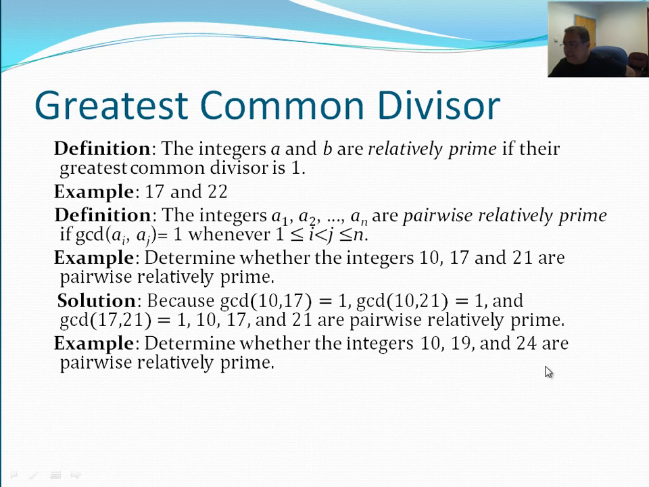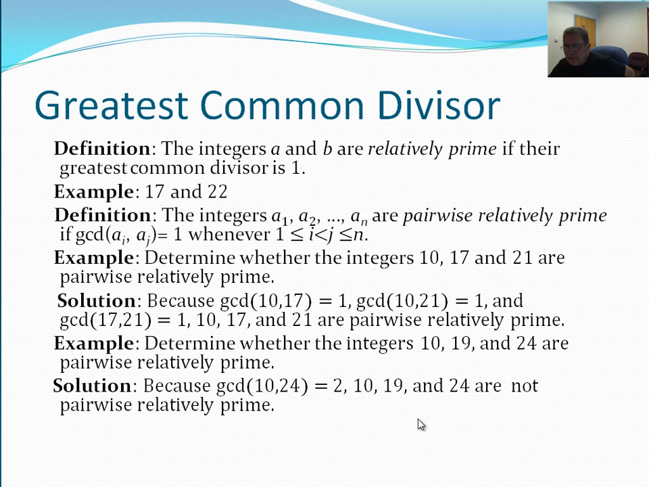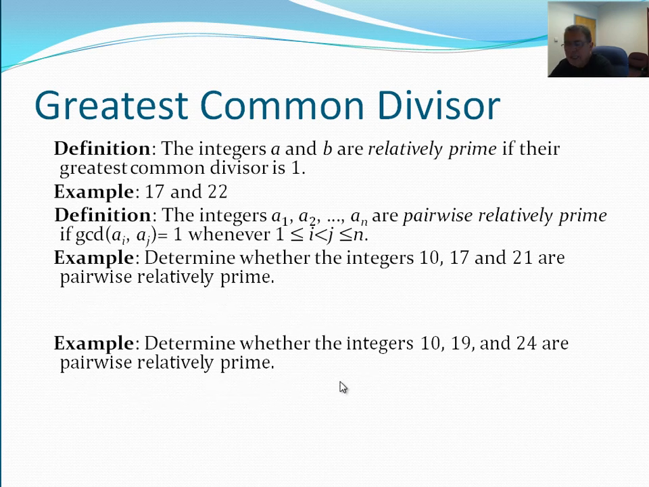And how about 10, 19, and 24? We do the same thing. And 10 and 24, their greatest common divisor is 2. All right? And so 10, 19, and 24 are not pairwise relatively prime, because look at it, 10 and 24, the greatest common divisor is 2. And it's not 1. If it is 1, we say they are relatively prime.